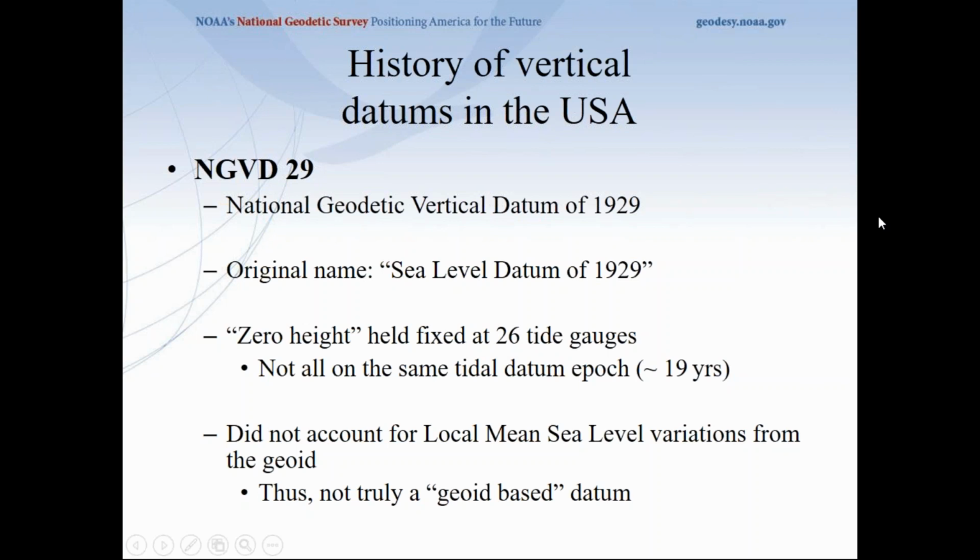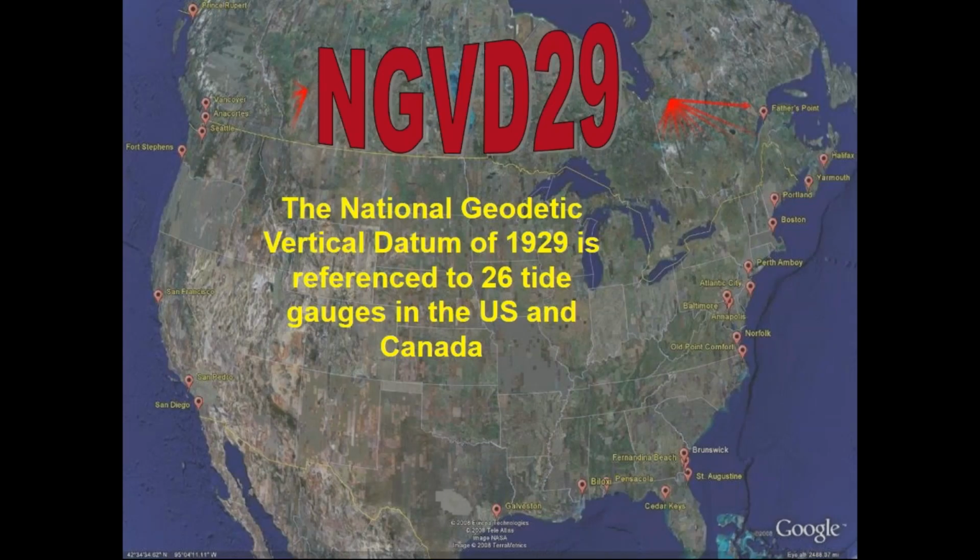It didn't account for local mean sea level variations, meaning that as we go up and down the coast, sea level is a local phenomenon. Sea level in one place is not the same as sea level a mile up or down the coast, because sea level is affected by salinity, temperature, sea surface topography. There are all these things that come into play. So zero in one place is not zero in another. So for us to pick 26 tide gauges and call them all zero, though it appears logical on the surface, it's not, because they're not all zero.